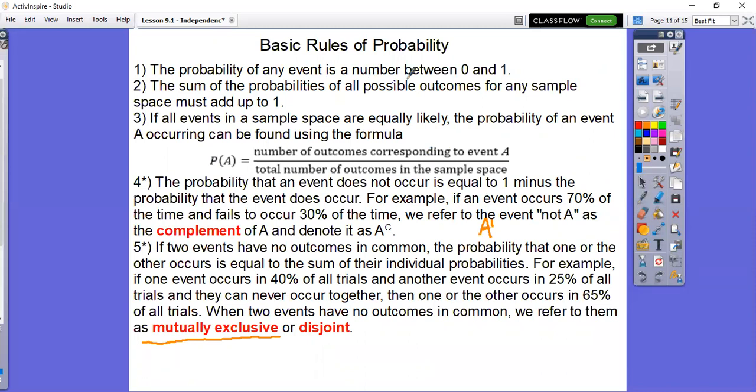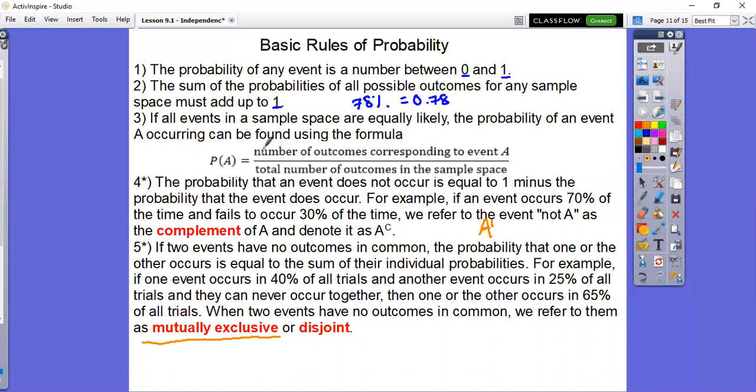Remember, the probability is a number between 0 and 1. Probability of 0 means that it can never possibly happen. Probability of 1 means that it will always happen. If I have all of the possible outcomes for any sample space, all of their probabilities must add up to 1. Percentages are a form of probability. If you have 78%, that would be a probability of 0.78. You guys know how to write back and forth between percentages and decimals. But probability is expressed as a decimal between 0 and 1.